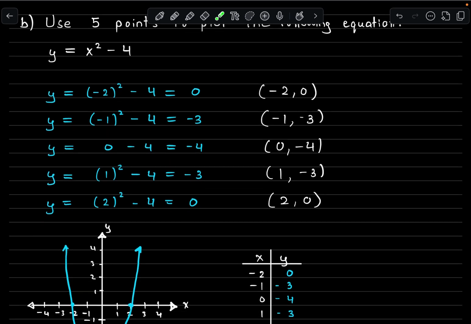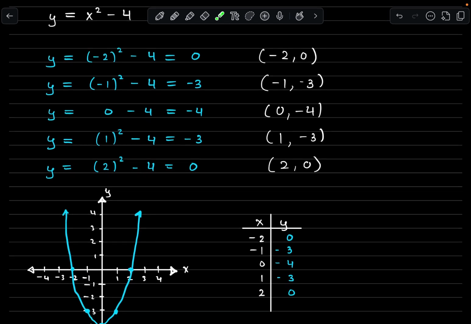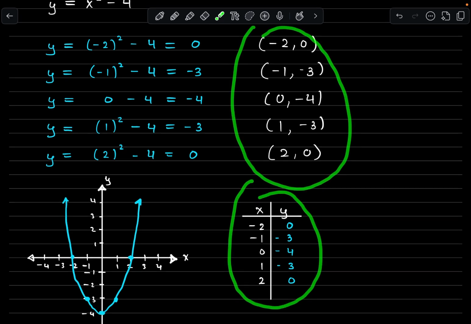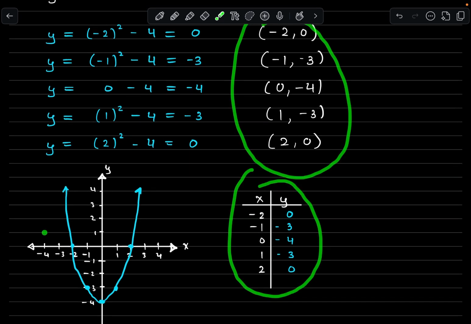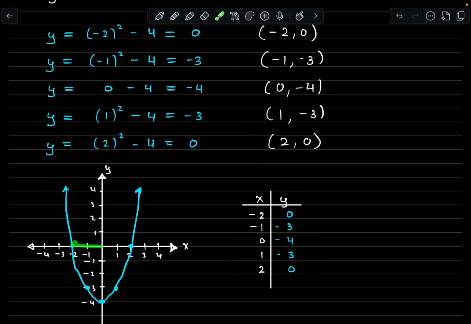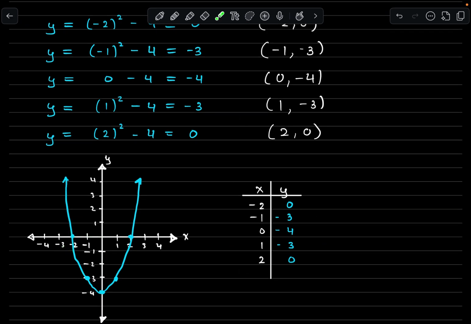Okay, so we come down here. We can see our points here in the table, but this is what we're plotting, right? So we've got (-2, 0). So we start again with our origin. We go left 2, and then we're not going up or down because our y coordinate's 0. So we're just going left 2. For our second point, we go left 1, down 3, right? That's what that (-1, -3) is going to be.